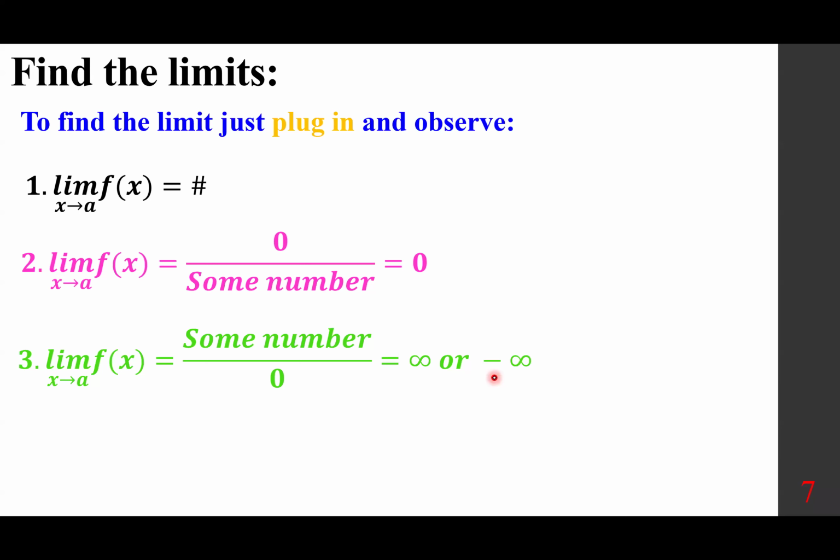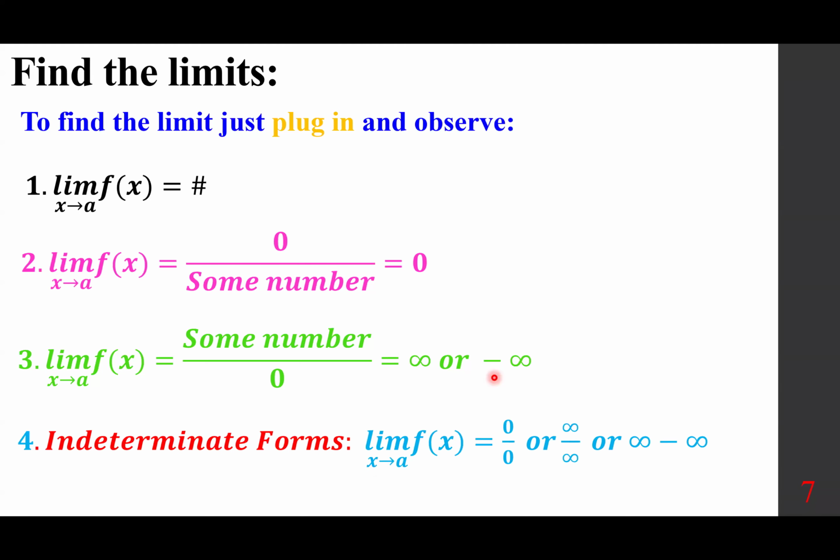However, in calculus, most of the time we end up with indeterminate forms. That means when we take the limit of f of x as x approaches a, we end up with 0 over 0, infinity over infinity, infinity minus infinity. All of those formats are indeterminate forms, and anything can happen. They can go to 0, they can go to infinity, or they can go to any number in between. That's why they are called indeterminate.